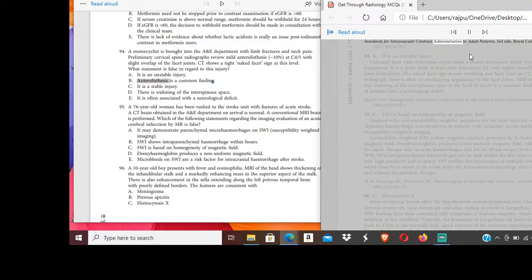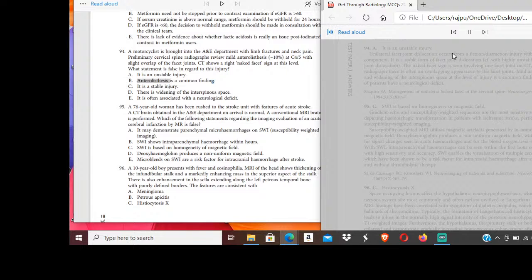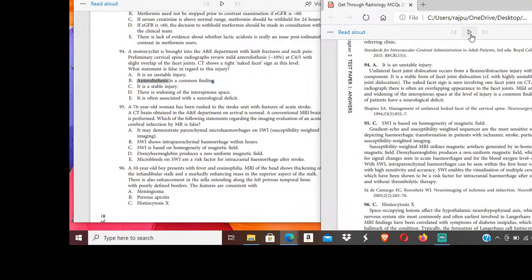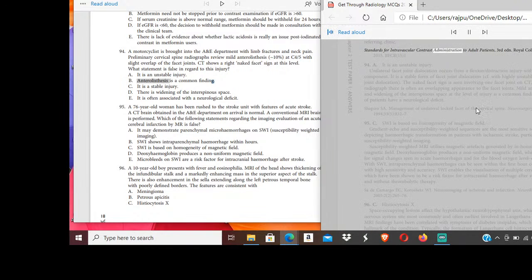Standards for Intravascular Contrast Administration to Adult Patients, 3rd ed. Royal College of Radiologists, 2015. 94. A.